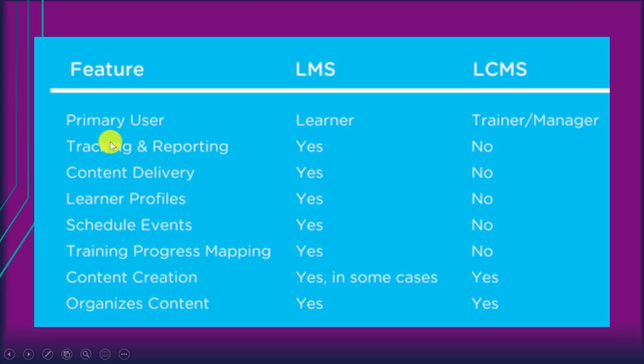As we said, the primary user for LMS is who? Learner. Yeah, I can hear that Femi Adebayo Jerola has agreed with me, learner. For LCMS, the trainers and managers, as we saw on the previous slide. Now, look at all that this one can do. You can track and report content delivery, learner profiles, schedule events. You can have all of these things. But LCMS will not do that.